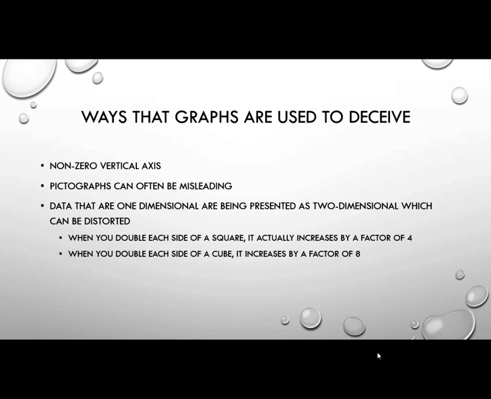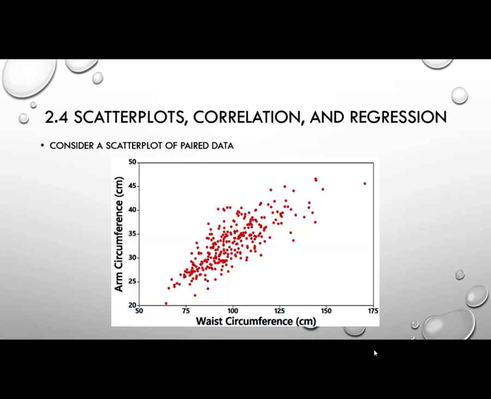So it really distorts the data to take a two-dimensional thing and make it into three-dimensional when it really should just be two-dimensional. All right, in section 2.4, personally, I think they're getting a little ahead of themselves because we're going to talk about this much more in later chapters when we cover correlation and regression. But a scatter point, each one of these dots is a single individual, perhaps.